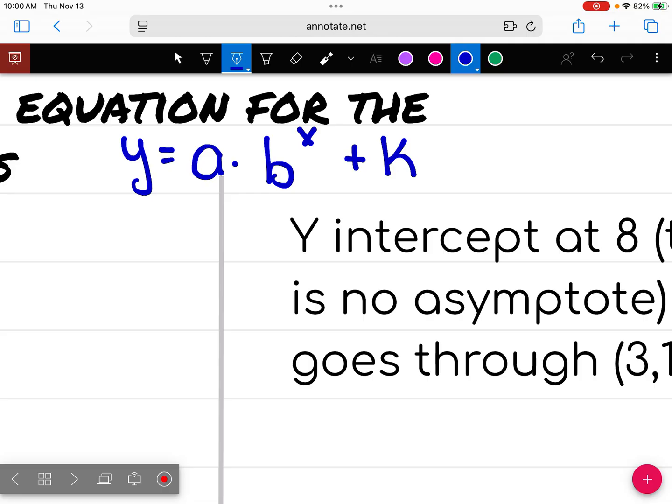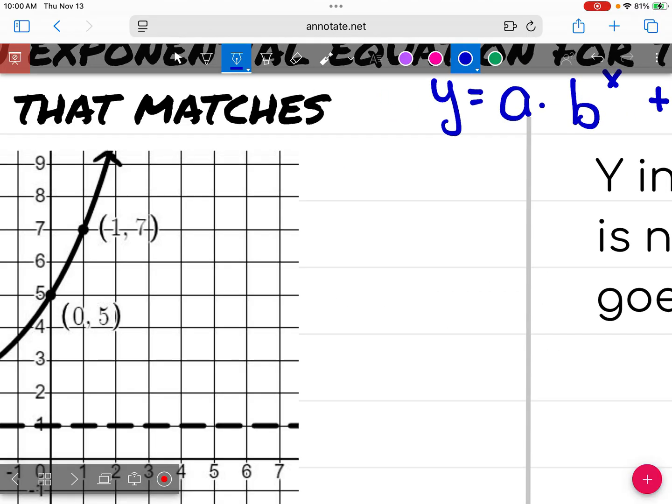So when we're looking at pictures like this, first thing I want to start with is, do we have an asymptote? Yes. That's this dotted line right here. We have an asymptote. That is going to be k. K is the y value of that asymptote, so our k is going to be 1 here.